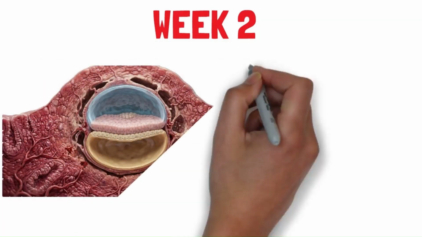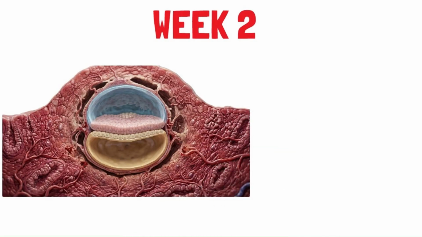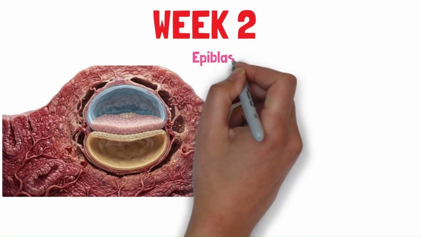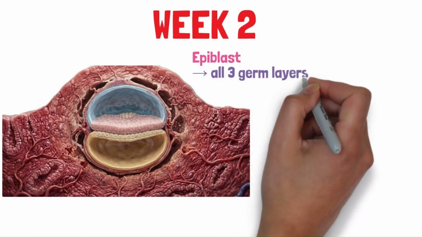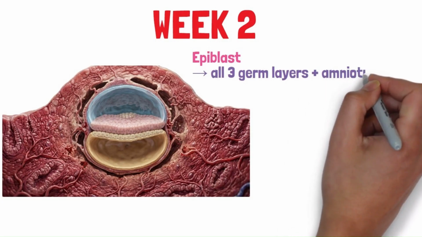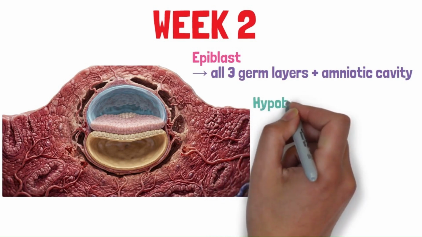By week 2, the embryoblast rearranges into two flat layers. That's why we call this the bilaminar disc. The epiblast is the columnar layer on top. Remember this one, because it's going to give rise to all three germ layers during gastrulation, and it also forms the amniotic cavity. Underneath sits the hypoblast, cuboidal cells that form the primary yolk sac.